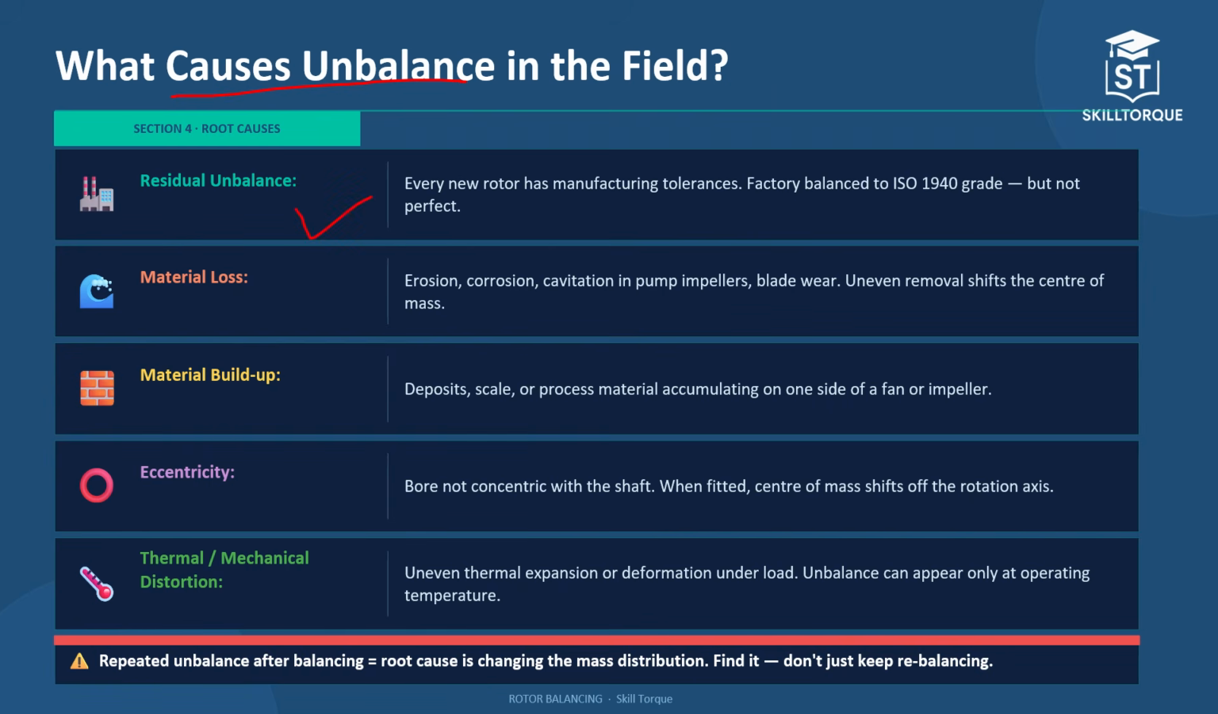Let's say the rotor is very, very new, and even in the new rotor, some unbalanced force can come from the manufacturing tolerance. That's the reason why even the new machines are balanced at the factory to a specific grade, and these grades are decided on the ISO 1940, that is specifically for the balancing grades.